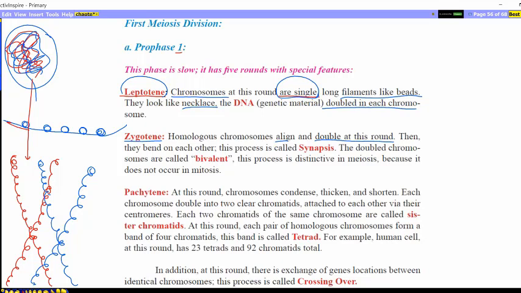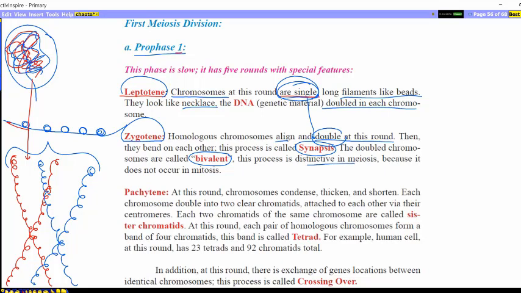point. This process is called synapsis. Synapsis, as we said: they are single, far from one another. Step by step, they come closer to one another to make a double, to make a pair. The name of this process is synapsis. But that structure, which is made up of two chromosomes, we call a bivalent. So the doubled chromosomes in the zygotene stage of prophase 1 are called bivalents.